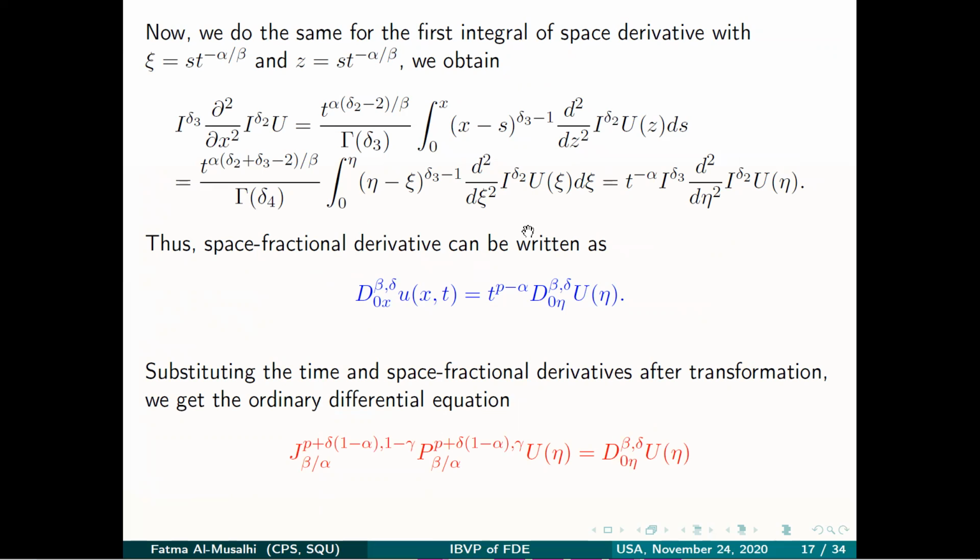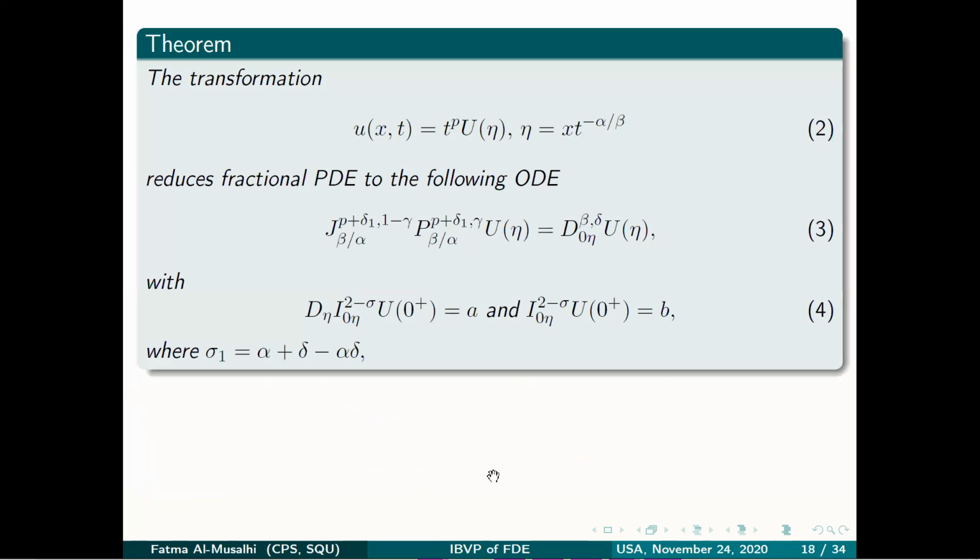Now substituting back the time and space fractional derivatives, our PDE is transformed to this ordinary differential equation, which has a new independent variable, eta. Our results can be summarized in the following theorem. So the transformation given by 2 reduces our partial differential equation to the ordinary differential equation with these conditions. Now our aim is to find the solution of this ordinary differential equation.